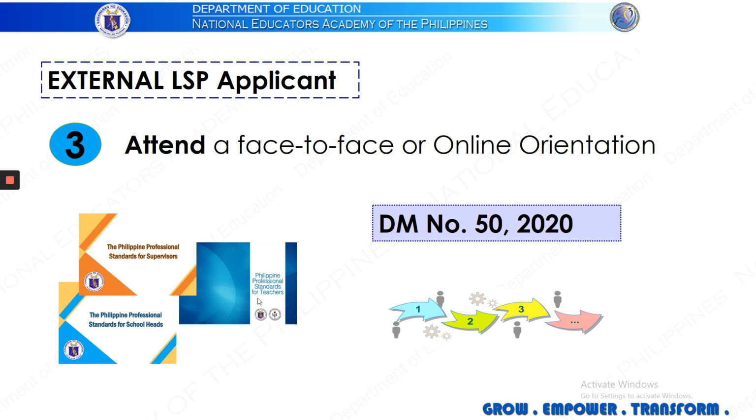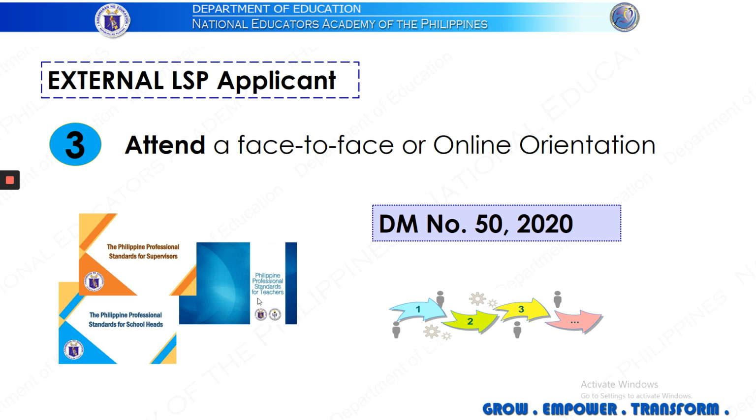So what are we going to discuss in that orientation? We are going to talk about the relevance of adhering to the professional standards and the current professional development priorities, and explain further the processes. If an external learning service provider will be authorized, what will happen next? If not, what will happen? It will be very helpful because they will be guided accordingly. They know the next step, and what they need to do or accomplish if there are unexpected circumstances.